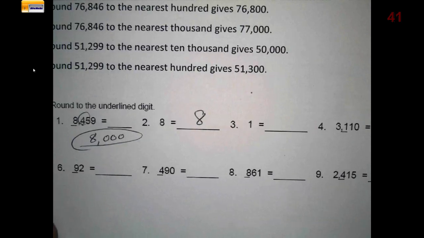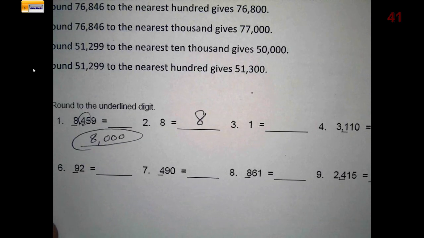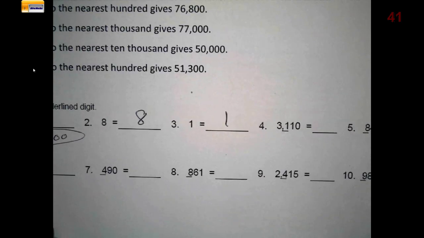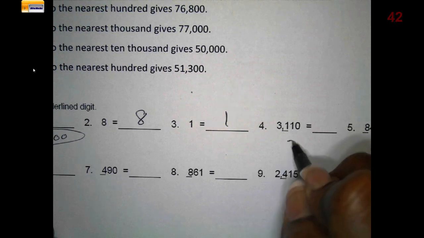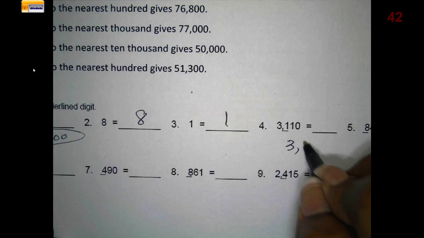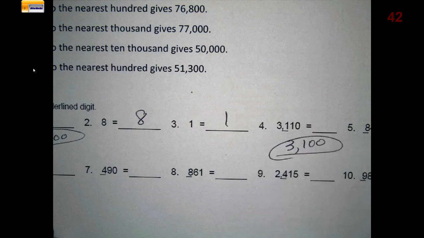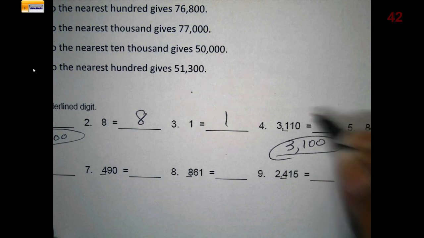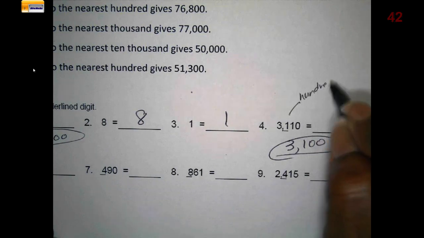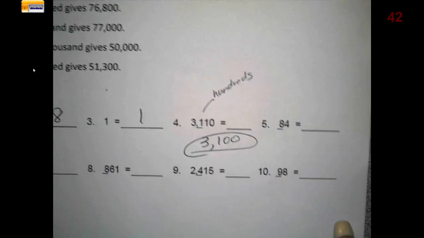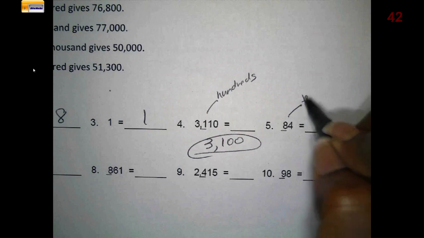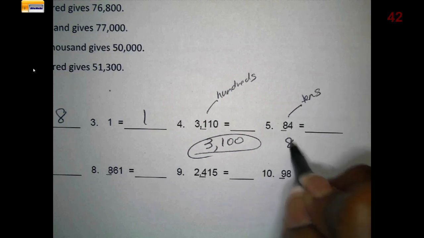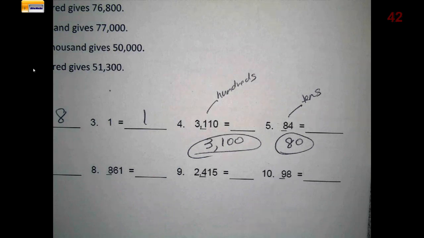No. What about number 3? 1. Okay, what about number 4? No, we're going to do it to the 100. So it's 3,000 what? 100. Look where the underlined digit is. It'll tell you the place value. This is going to be the hundreds. Don't just assume it's going to be thousands. Okay, what about number 5? Nope, that's not hundreds. Tens. So it'll be 80 is my answer. Okay? Look at the place value first before you decide on what to round to.